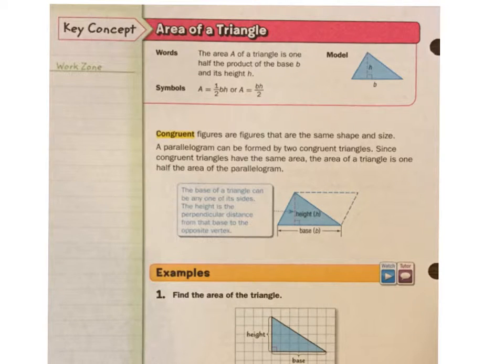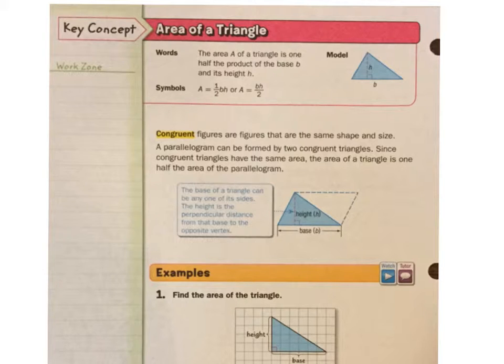All right, this is lesson 2 in chapter 9. We're going to move on from the area of a parallelogram, and we're going to move to the area of a triangle. The learning target being that we're going to find the area and missing dimensions of a triangle, similar to what we did with the parallelogram. Okay, so let's begin here.